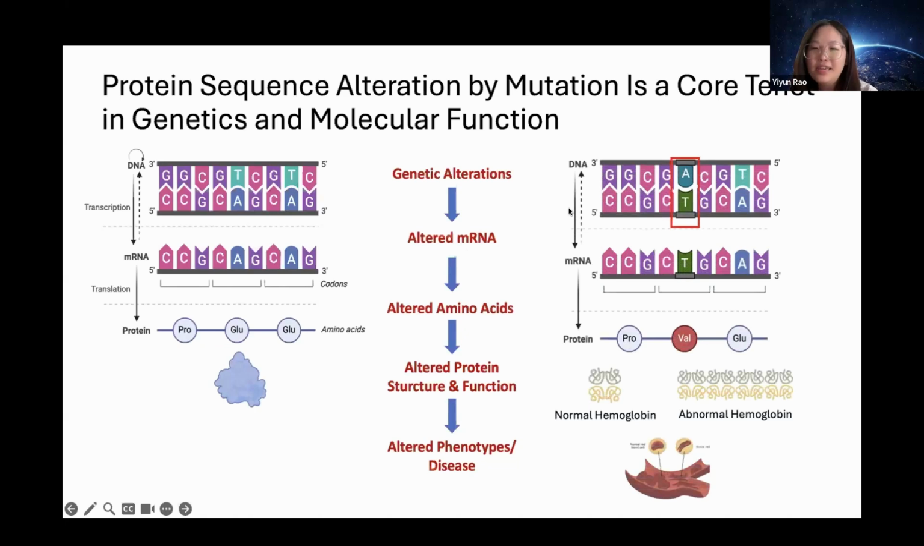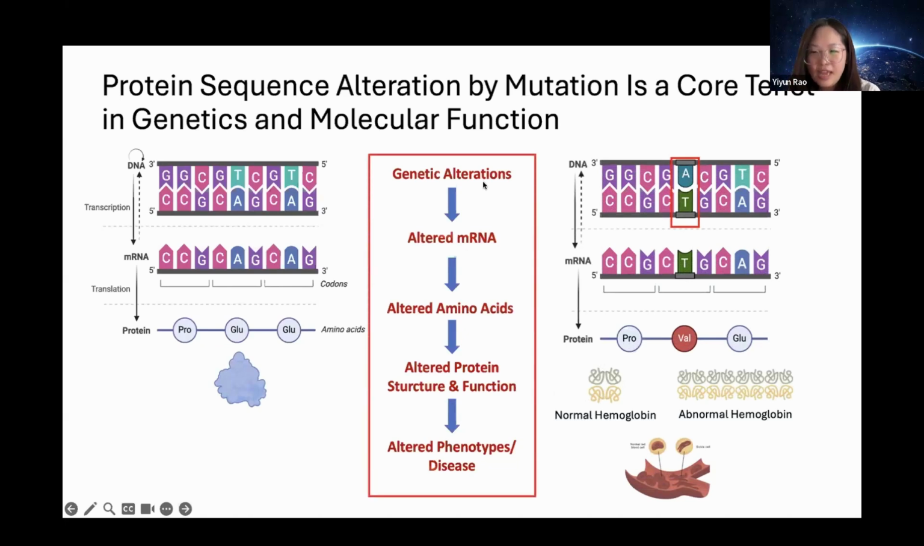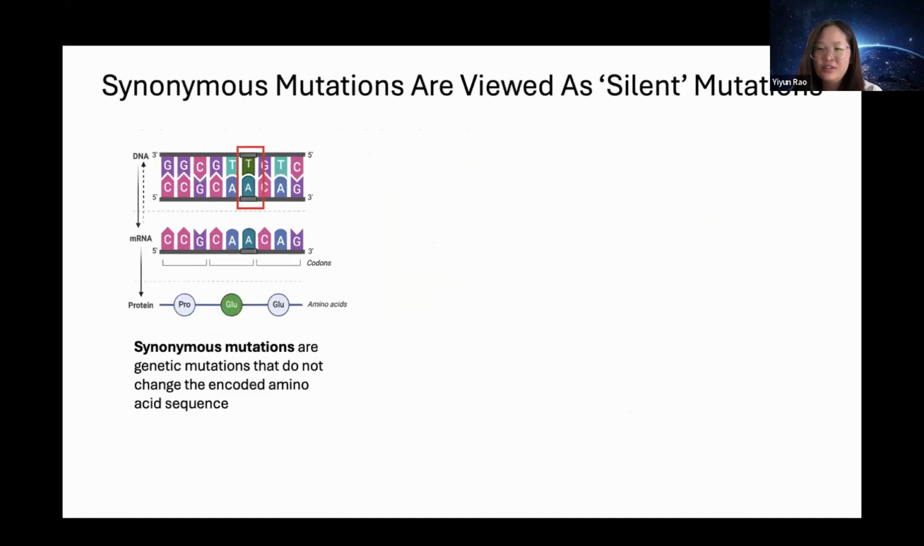A textbook example is sickle cell disease, which is caused by a single non-synonymous mutation in the HBB gene, and that one non-synonymous mutation leads to one amino acid substitution. It distorts the shape of the hemoglobin, causes it to aggregate, and leads to the disease. So this idea that a mutation can change protein sequence and disrupt function is deeply established in our understanding of genetics and disease. But today I am going to show you that this isn't the whole story.